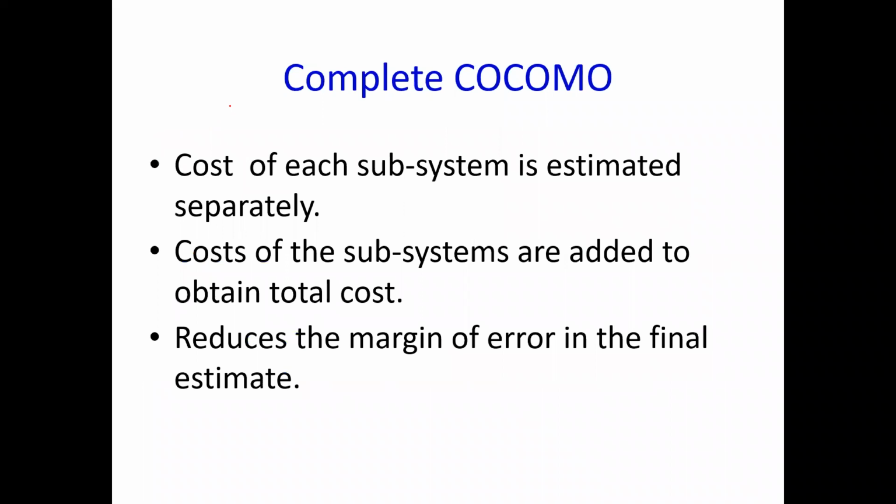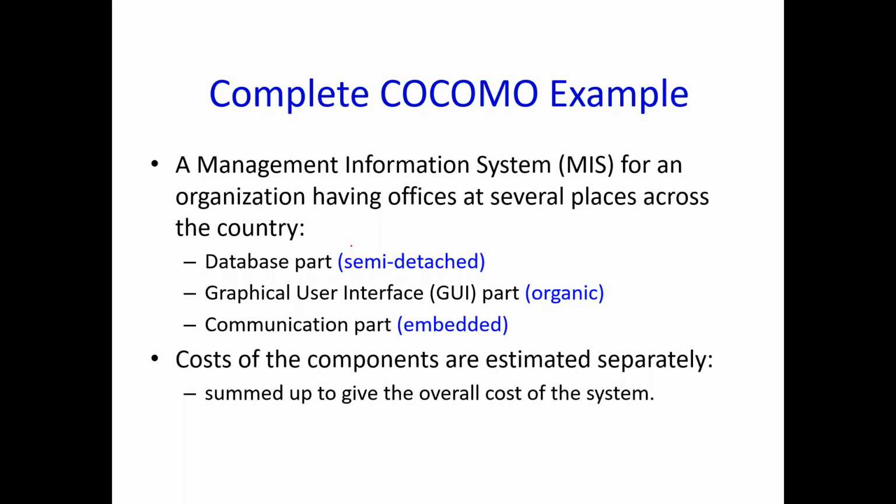Now for complete COCOMO, each subsystem you have to estimate separately. For the design phase, you have to calculate separately. For the coding phase, you have to calculate the cost separately. For the requirement phase, you have to calculate separately, and finally after adding, we get the actual cost. That is your complete COCOMO. For example, the database part is semi-detached, and the GUI part is organic type. That way you have to calculate separately, and then merge it. That is the complete COCOMO.